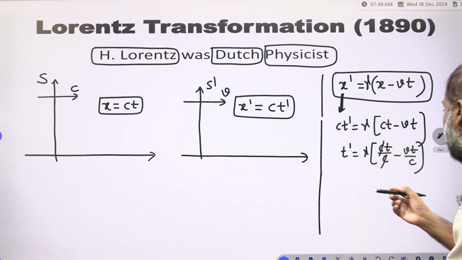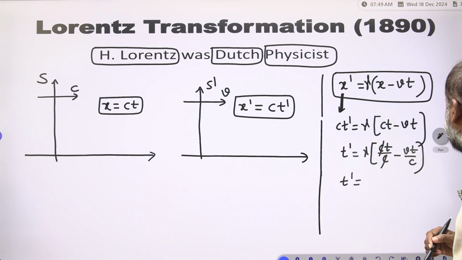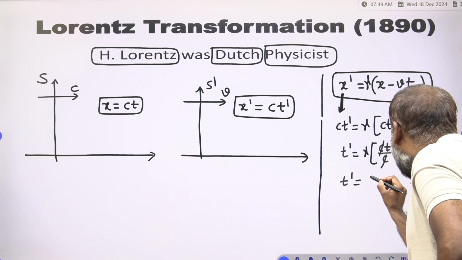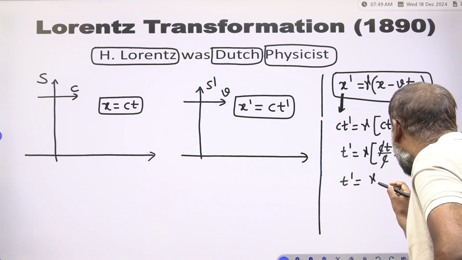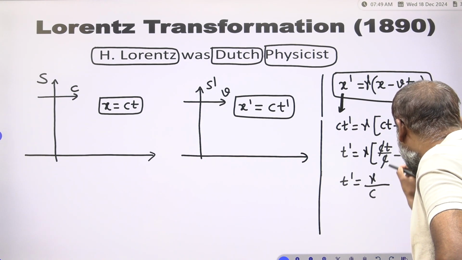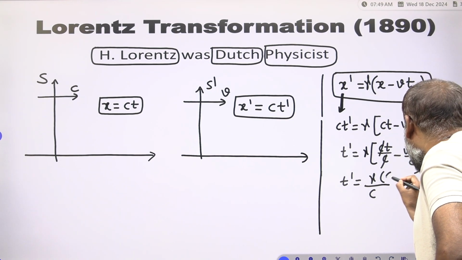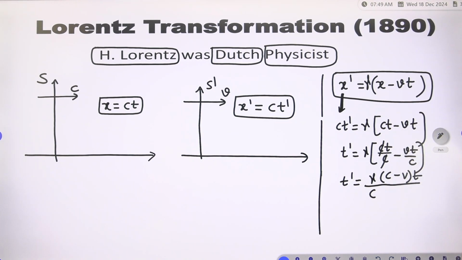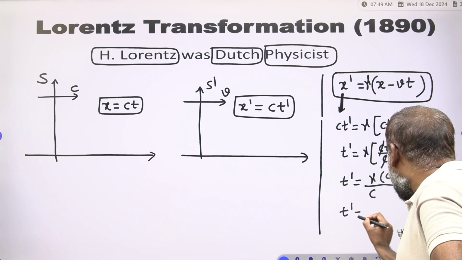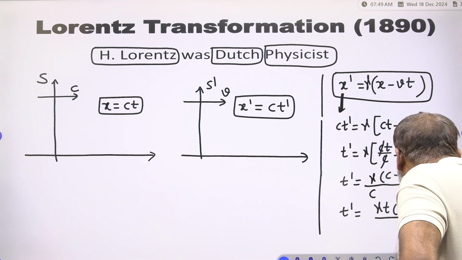Therefore, which one we have to write? t dash is equal to gamma by c into, if you take the common c without cancelling, c minus v into t we have to write. Gamma by c into c minus v by t. So, therefore, t dash is equal to gamma into t into c minus v divided by c.